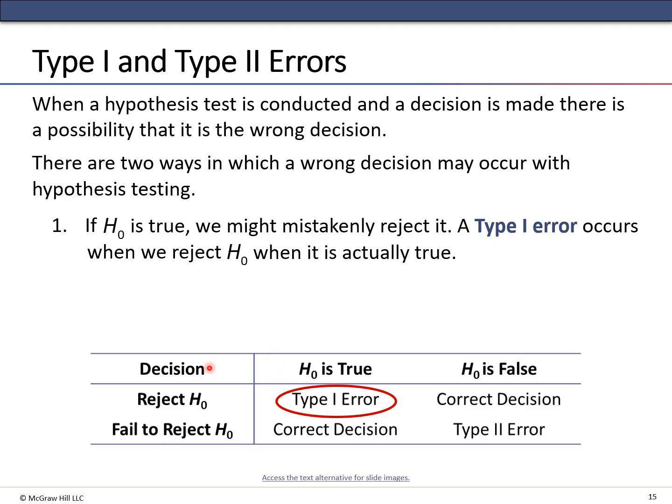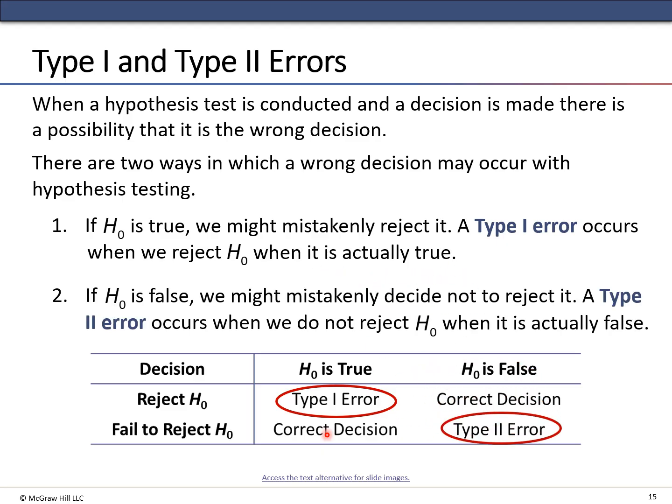Okay. On this table down here, you can see the decision. This is like what is real. The null is true, the null is false. So if the null is true but we reject it, we've made a type 1 error. If the null is true and we fail to reject it, well, this is a correct decision.